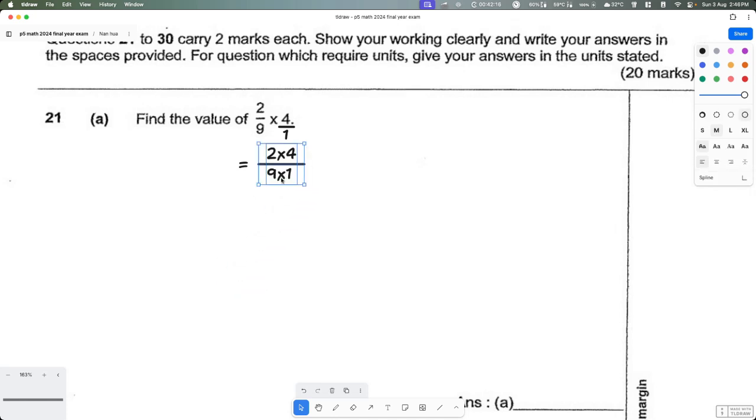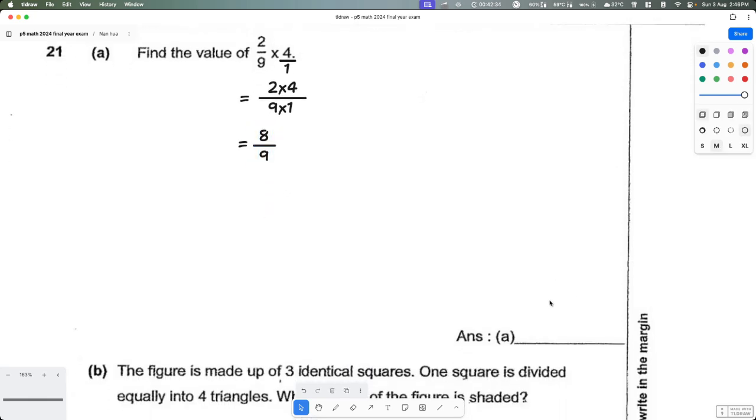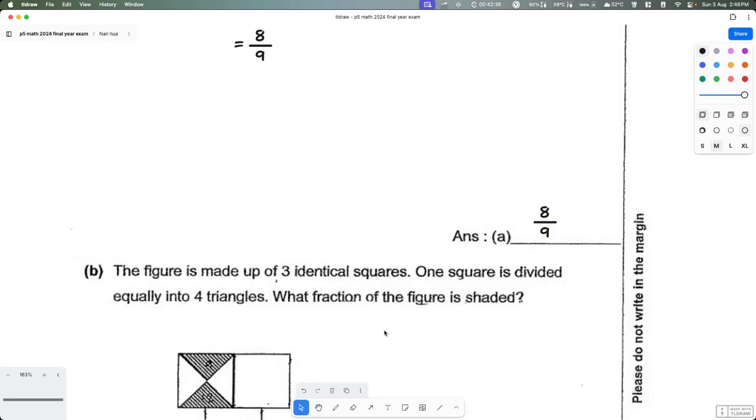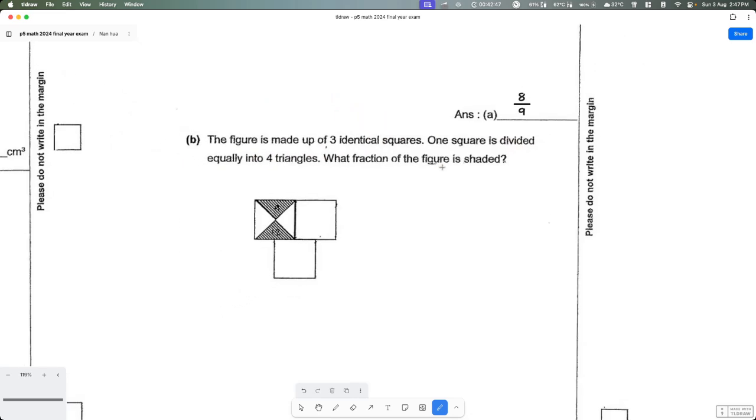And then from there, what do you think the answer is? So the answer to this will be, what do you think? 2 times 4 is 8, 9 times 1 is 9. Okay, that's it. So the answer is 8 over 9. Okay, so this is 21, part A. Right, so part B, so I'm going to put this here. Part B, the figure is made up of 3 identical squares. One square is divided into 4 triangles. What fraction of the figure is shaded?